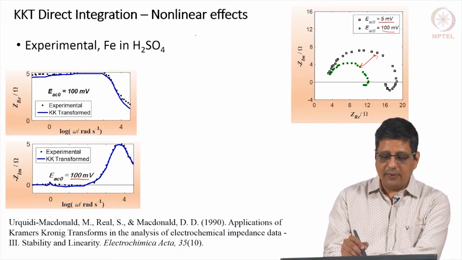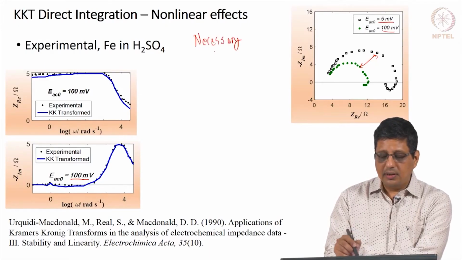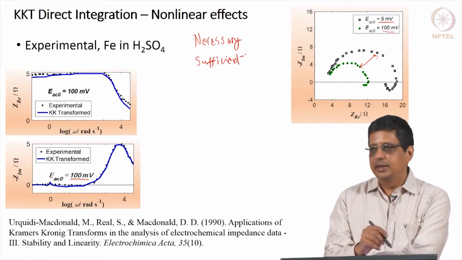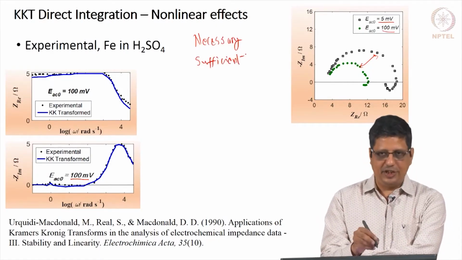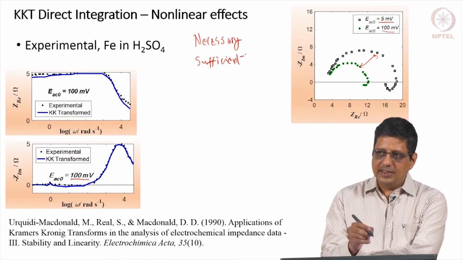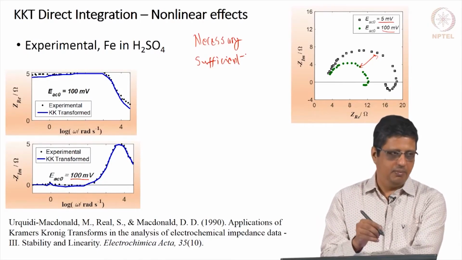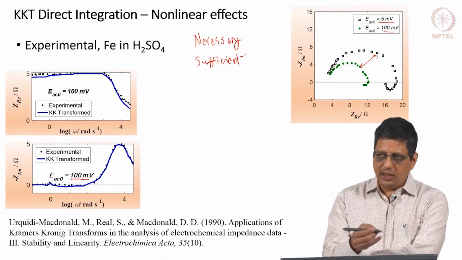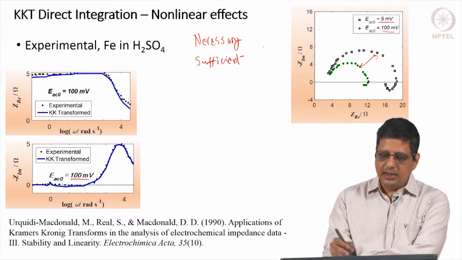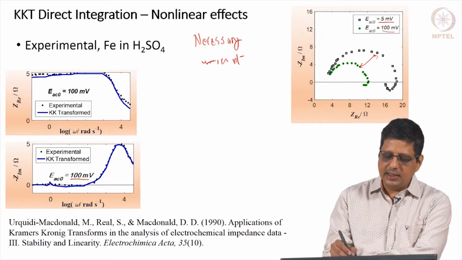Remember, we looked at the conditions and said it is necessary but not sufficient. That is, if it is linear, causal and stable, it will definitely be KKT compliant. If it is non-linear, it may or may not be KKT compliant. That means, in this case it is non-linear, but this is still KKT compliant.